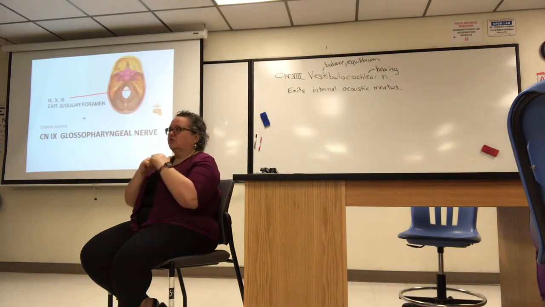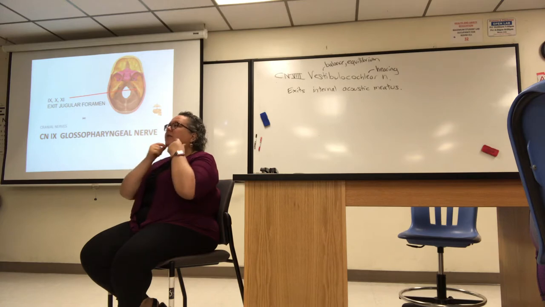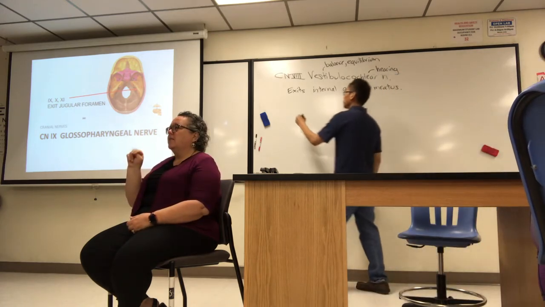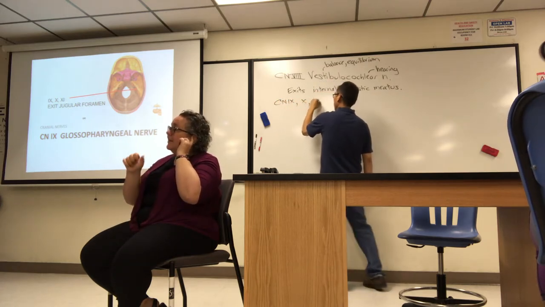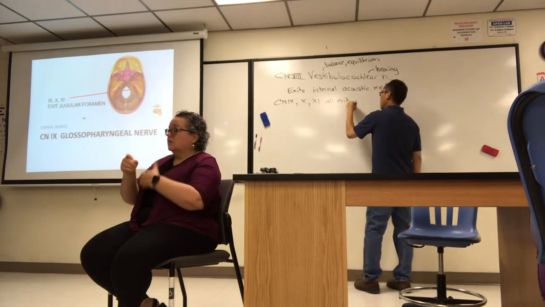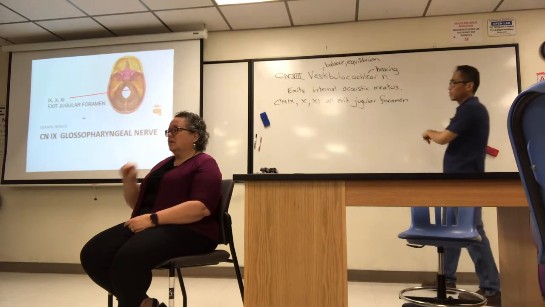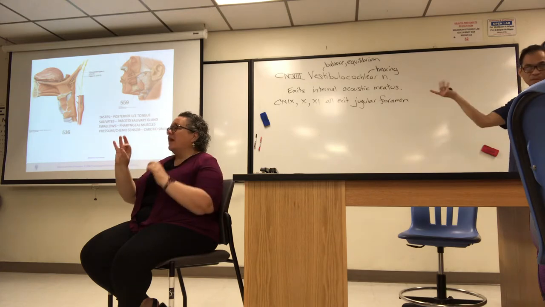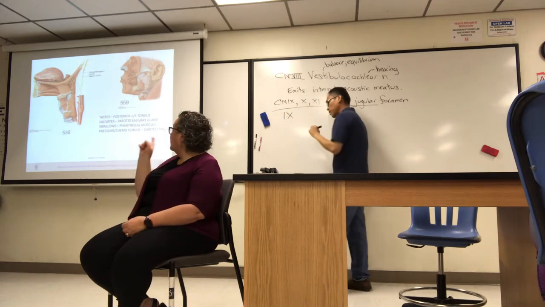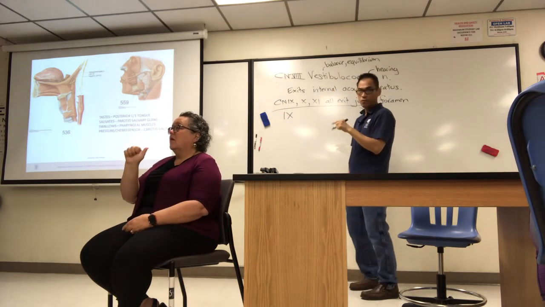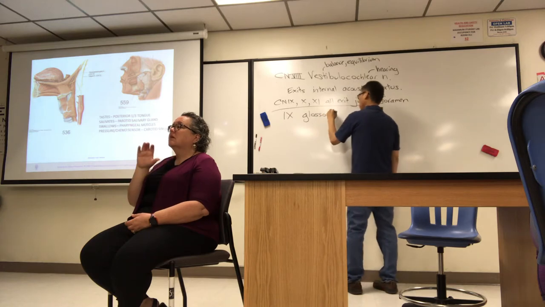Let's move on to 9. It turns out 9, 10, and 11 all exit the jugular foramen. We'll do 9 first in terms of its function. The name of 9 is glossopharyngeal, referring to the tongue and the throat. Glossal is tongue, pharyngeal is your throat.